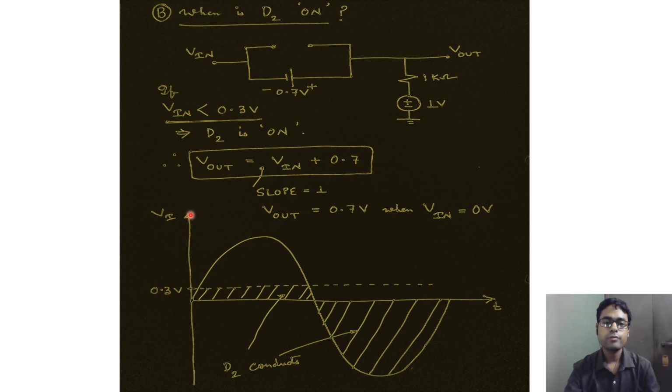So if I again plot the input voltage versus time, and this is our sinusoidal signal, the dashed portion is the portion which is below 0.3 volt for the input, and this is the region for which the second diode, this diode, will conduct. By conduction I mean that it will incur a voltage drop of 0.7 volt, but it will allow current to pass through itself.